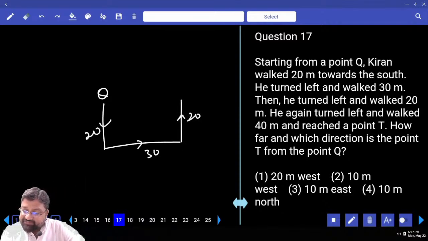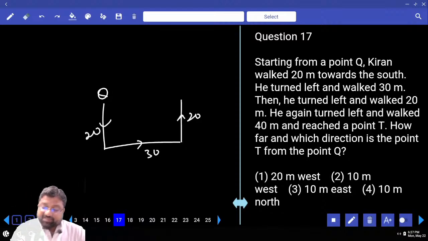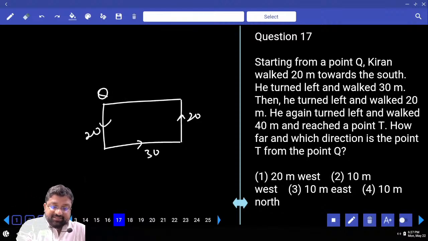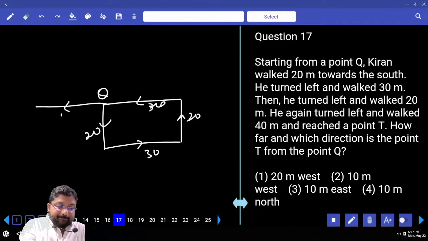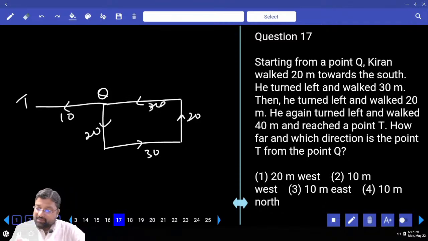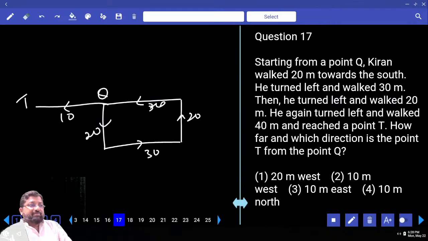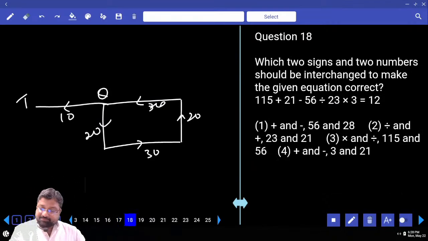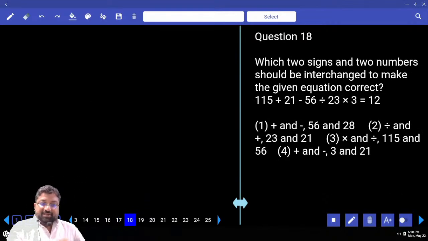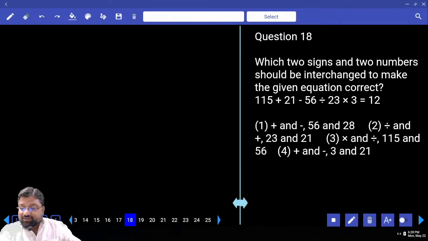He again turned left and walked for 40 meters and reached point T. This here is 30. Now he is supposed to travel for another 10. And this is point T. How far and in which direction is point T from point Q? 10 meters west.